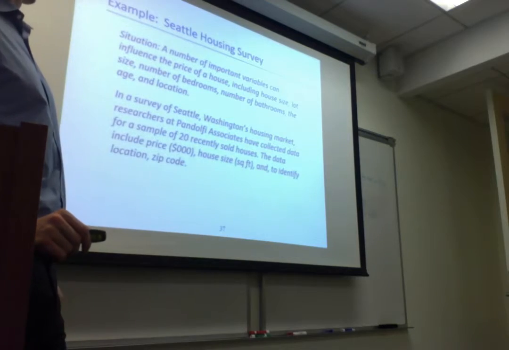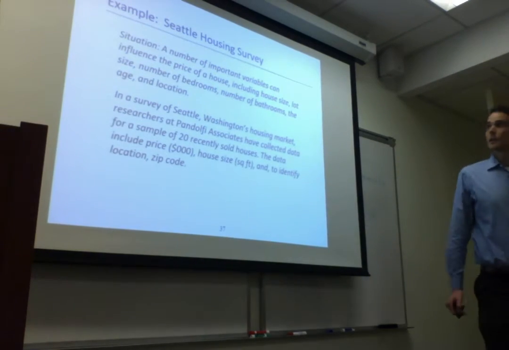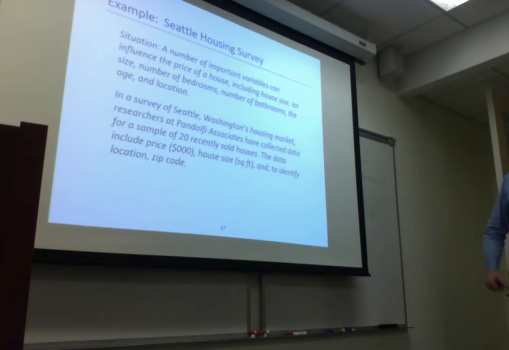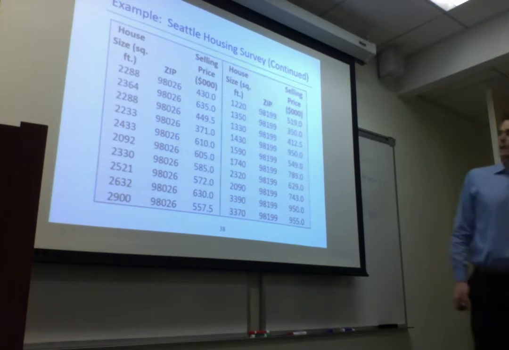All right, example. Let's look at housing. A number of important variables can influence the price of a house, including house size, lot size, number of bedrooms, number of bathrooms, the age, location. So let's take a survey of Seattle, Washington's housing market. Let's look at how much this sample of 20 houses sold for. Let's look at the house size, and then let's look at the location. So we've got 20 samples.